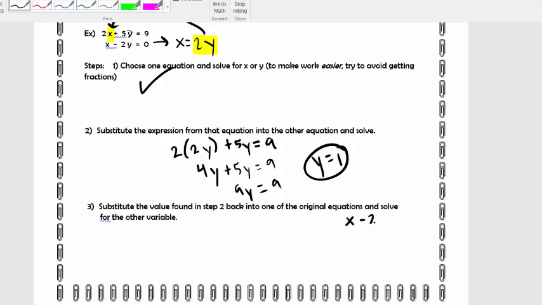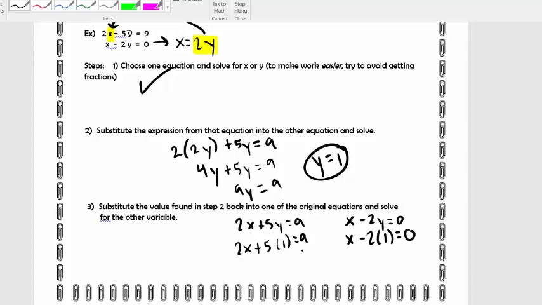We had x minus 2y equals 0, or you can use the first equation, 2x plus 5y equals 9. Since we know y is now 1, we're going to change y into 1, and you can work with either equation. It does not matter. So maybe some of you will work with the top equation, maybe some of you will work with the bottom equation. It's not going to matter, we're going to get the same answer either way.